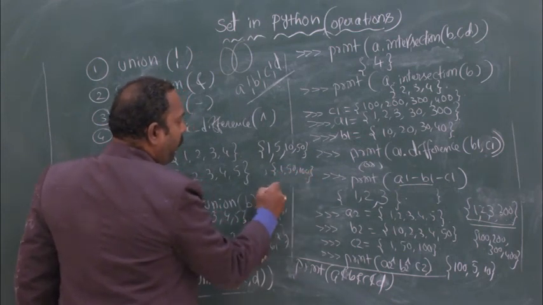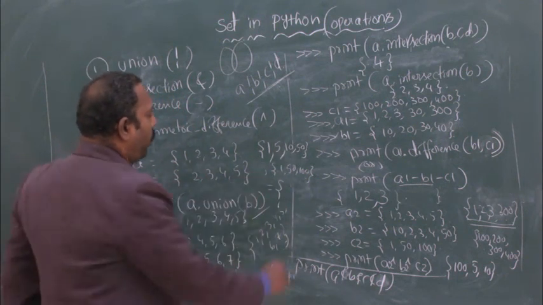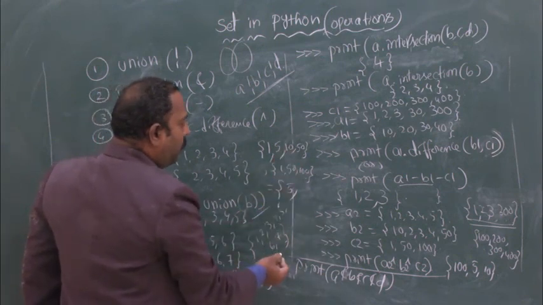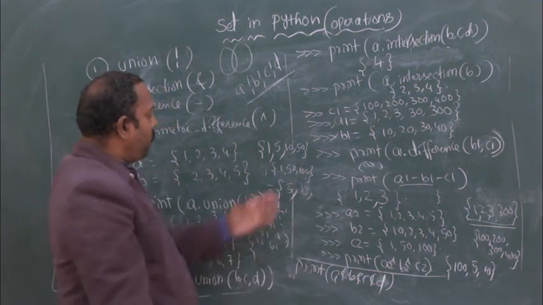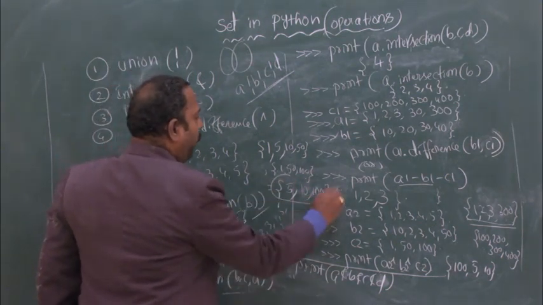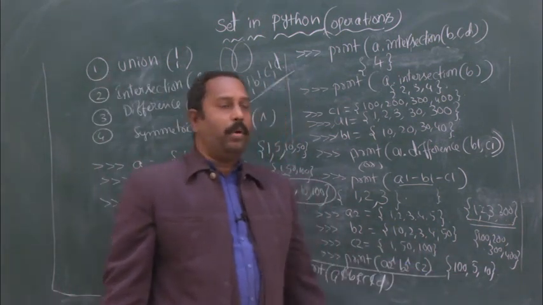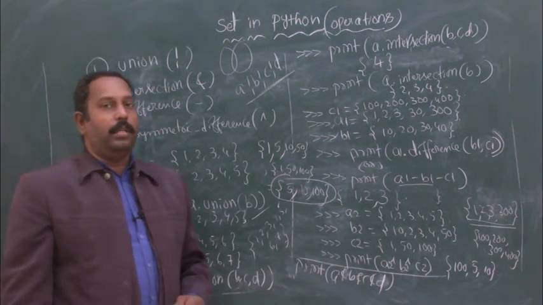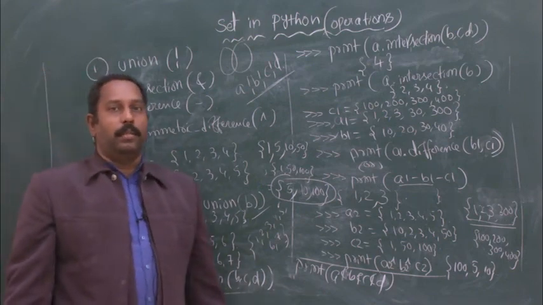So now again, what is the output we got? 1 is common in both, and 5 is not common, so we take 5. 10 is not common, so we take 10. 50 is common. 100 is also not common. So what is the output we got here? 5, 10 and 100. So 100, 5, 10, that is the output we got for the symmetric difference between A2, B2 and C2. So these are the set operations available in Python. Thank you.